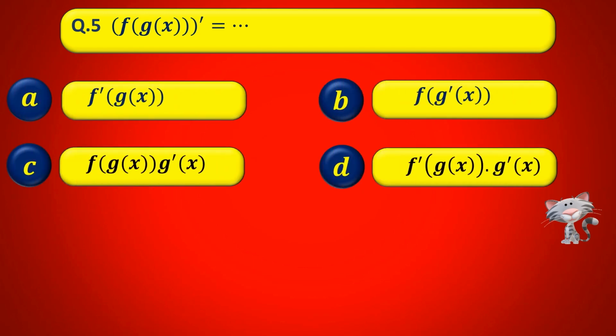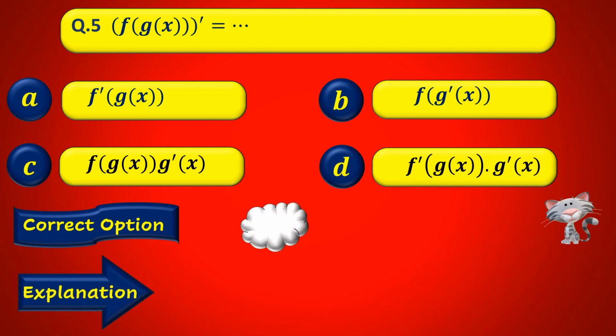Question 5: The derivative of f of g of x is equal to, and the options are option A f dash g of x, option B f of g dash x, option C f of g of x into g dash x, option D f dash g of x into g dash x. The correct option? But before that, let's explain it.